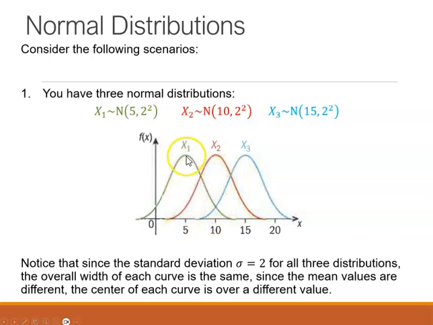Notice when the mean is 5, it's centered at 5. When the mean is 10, it's centered at 10. When the mean is 15, it's centered at 15. The height and width of the curve are dictated by the standard deviation. So if the standard deviations are all the same, the height, width, and shape are all identical. But if the means are different, the location of the curve is different.